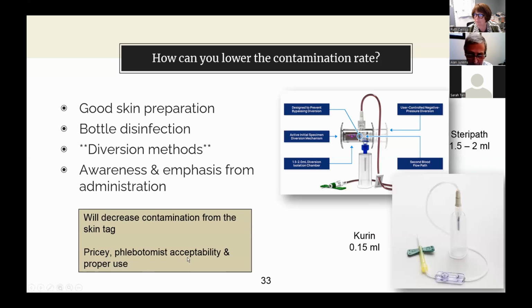And from what I've heard from people who are using them, there are problems with phlebotomists not really liking them, not really using them properly. My concern also is that if you're using this one and diverting 1.5 to 2 mils, are we going to get enough blood volume to put in there? I don't like to throw away that 1.5 to 2 mils. Anyway, that's one thing that can be used.